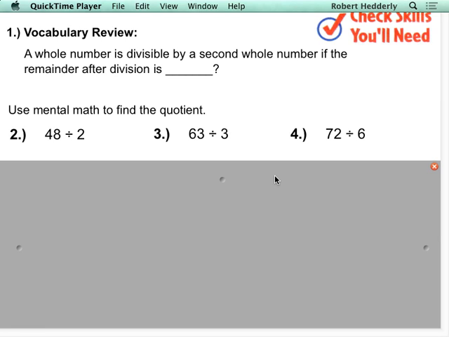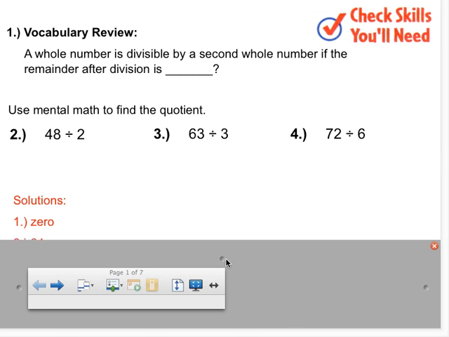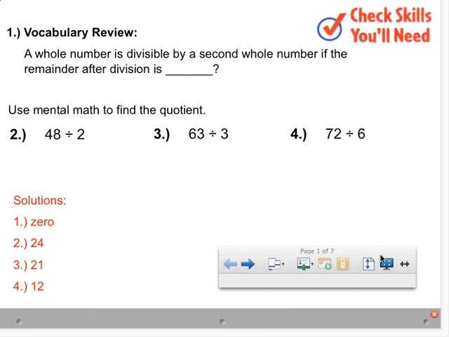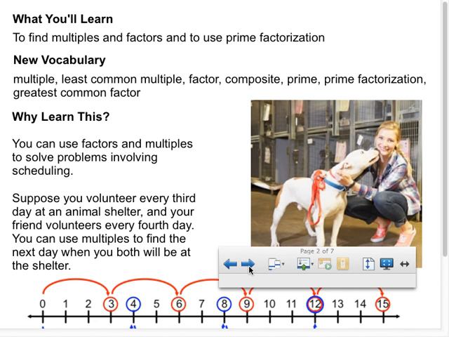Mental math, number 2. What's the answer to number 2, class? 24. Good. What's the answer to number 3, class? 21. What's the answer to number 4, class? 12. Easy stuff. Here are the solutions. Okay. Next slide. This is what we're working on today.